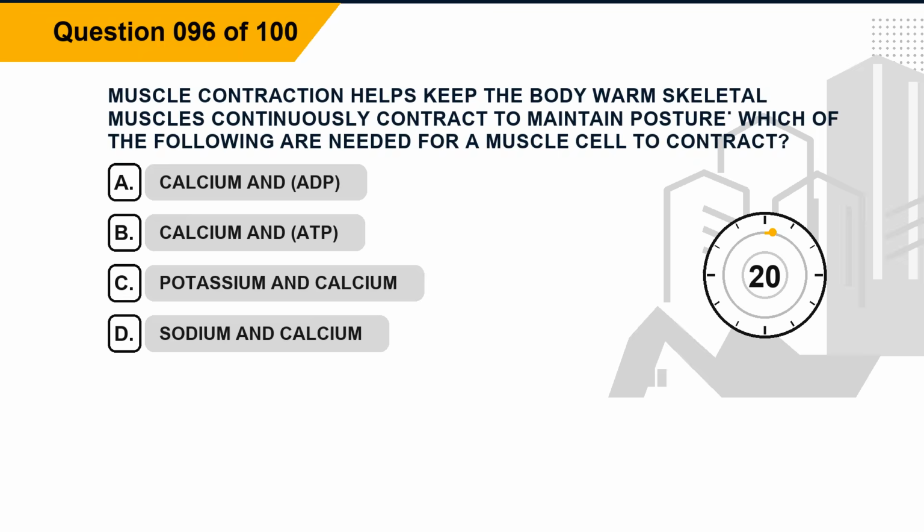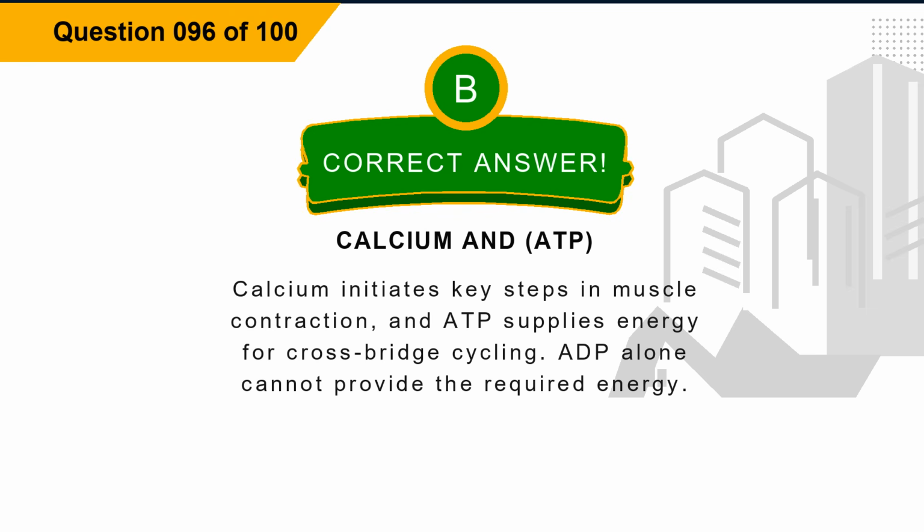Question 96. Muscle contraction helps keep the body warm. Skeletal muscles continuously contract to maintain posture. Which of the following are needed for a muscle cell to contract? Option A, calcium and ADP. Option B, calcium and ADP. Option C, potassium and calcium. Option D, sodium and calcium. The correct answer is option B, calcium and ADP. Explanation. Calcium initiates key steps in muscle contraction, and ADP supplies energy for cross-bridge cycling. ADP alone cannot provide the required energy.